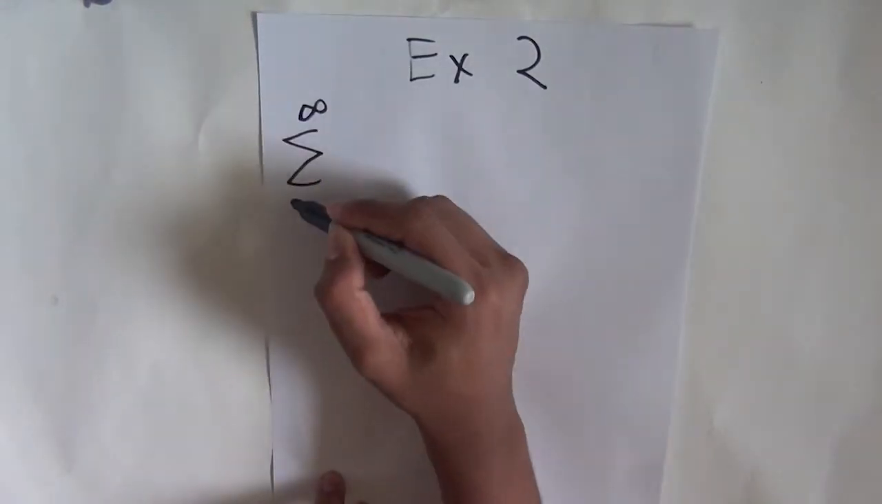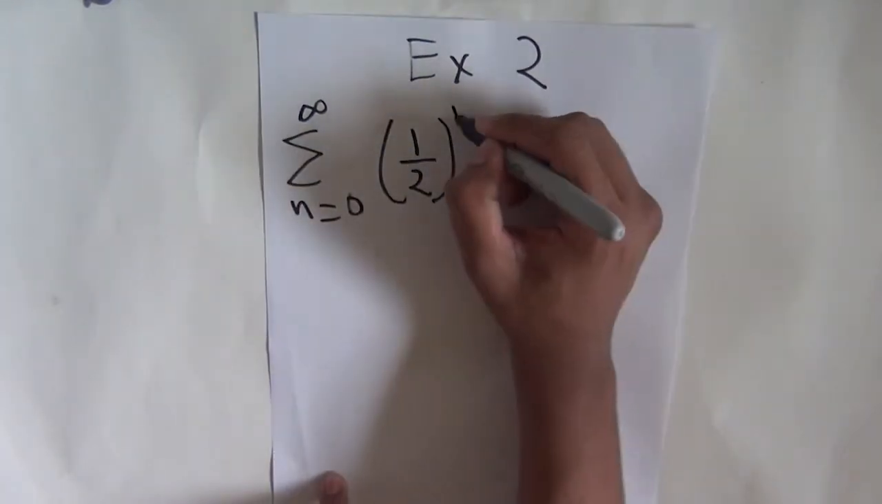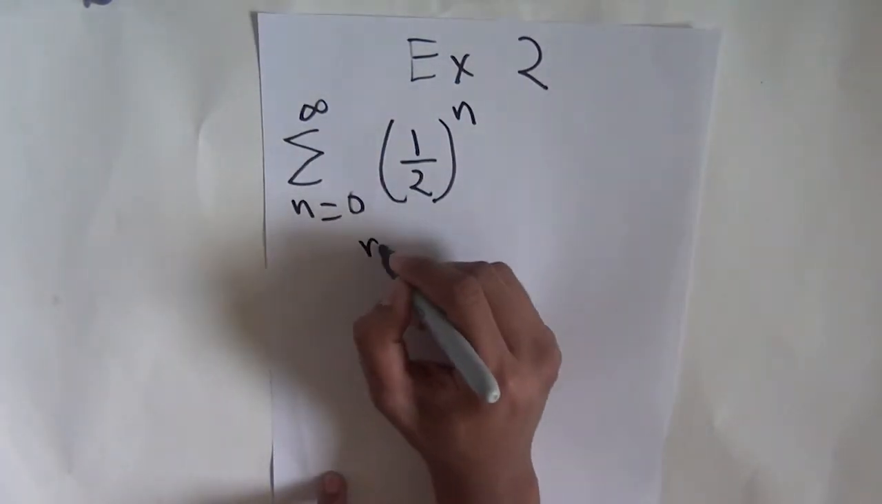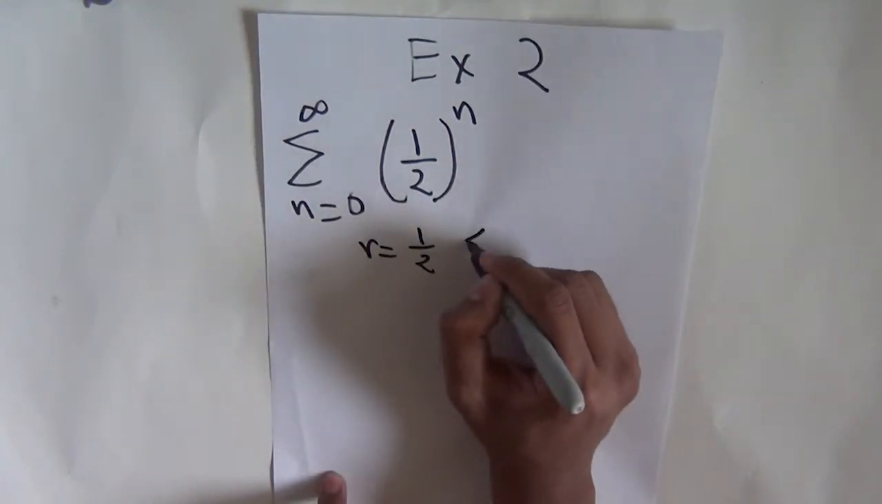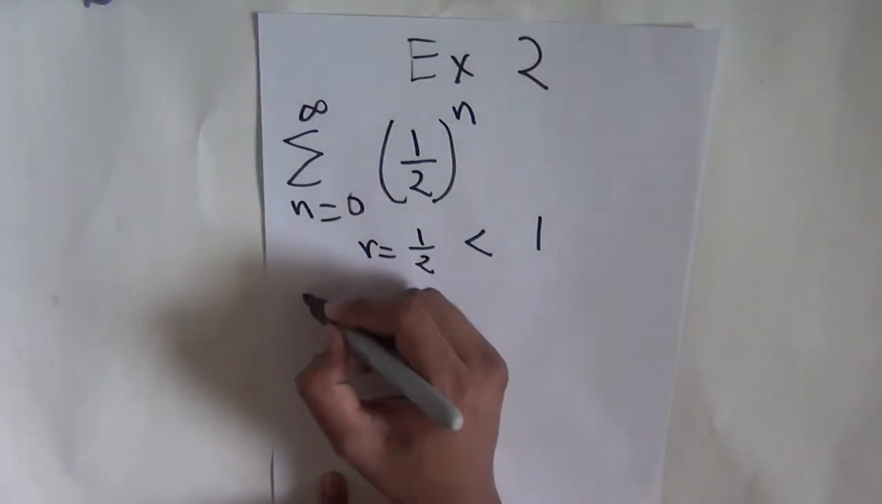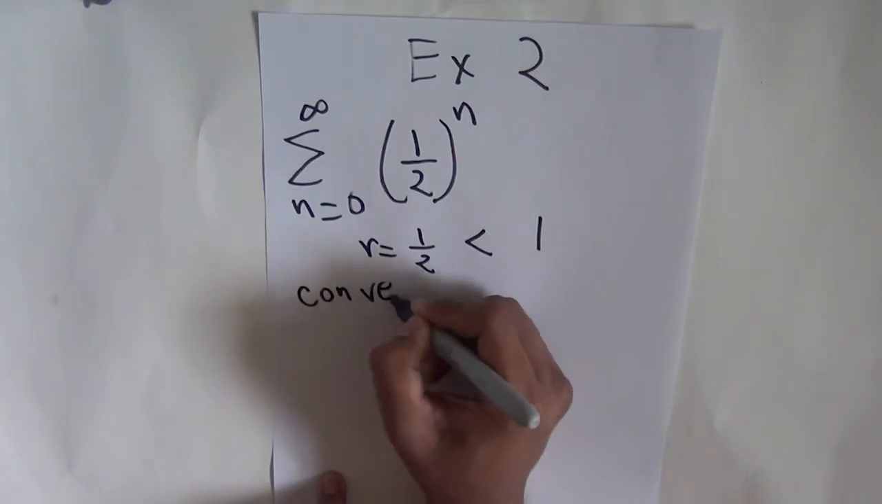The second example is 1/2 to the power of n. We can easily identify that the r is equal to 1/2, and we know that 1/2 is less than 1, so therefore this series converges.